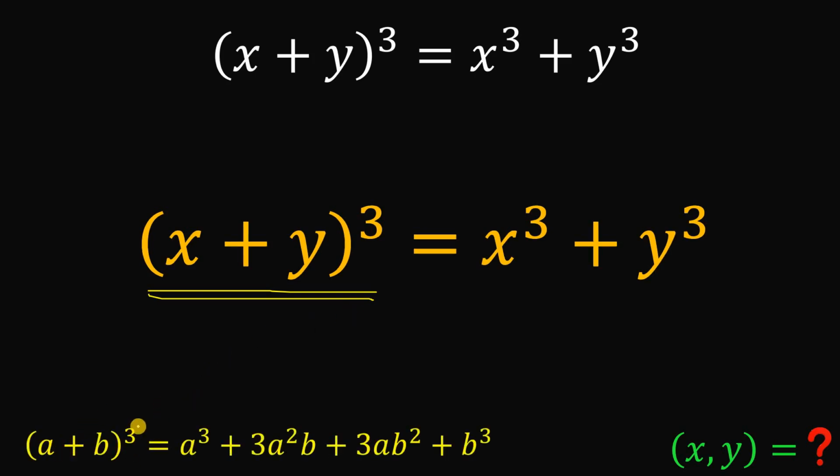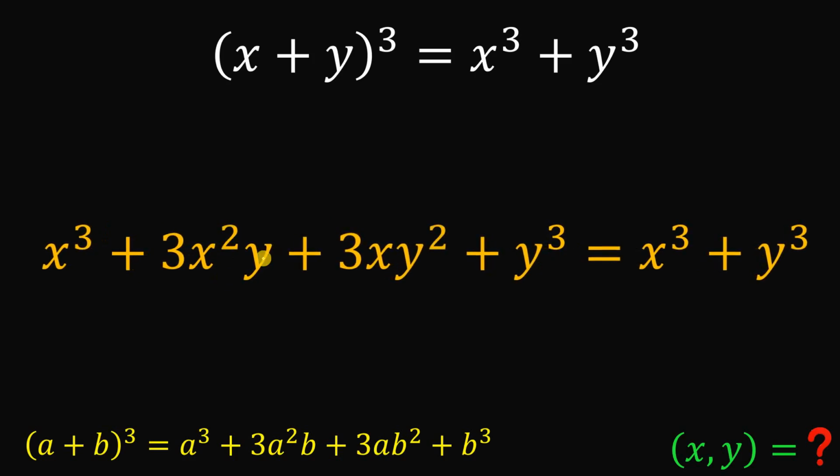this identity. (a + b)^3 must be equal to a^3 + 3a^2b + 3ab^2 + b^3. So, if we expand (x + y)^3, we get something like x^3 + 3x^2y + 3xy^2 + y^3.